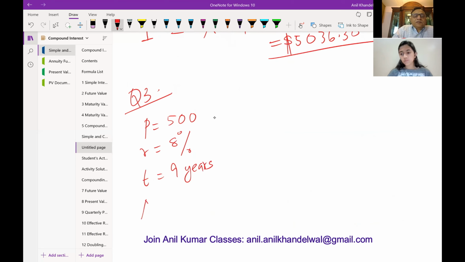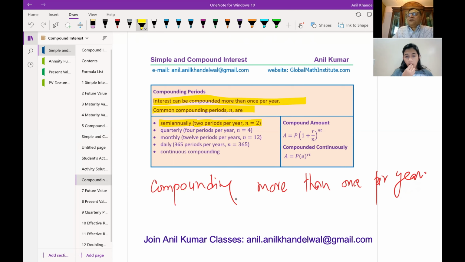So here are common compounding periods. It will be semi-annually. Semi-annually, as the name suggests, means what? Semi is twice. So 2 periods per year, that means after every 6 months, right? So n will be 2. 2 times it is compounded. Is it okay? Then it could be quarterly. Quarterly n is 4. 4 times it is done, every 3 months. That is right. There are 12 months, so every 3 months you get a quarter. Monthly means every month, there will be 12 times interest on the same amount.